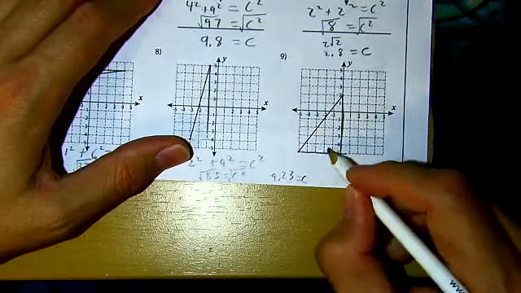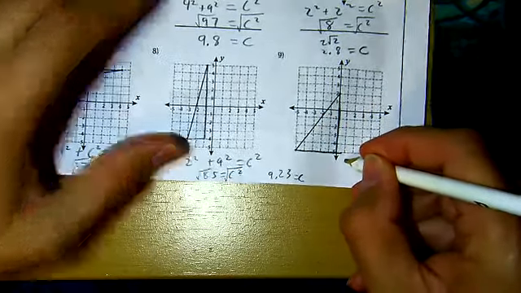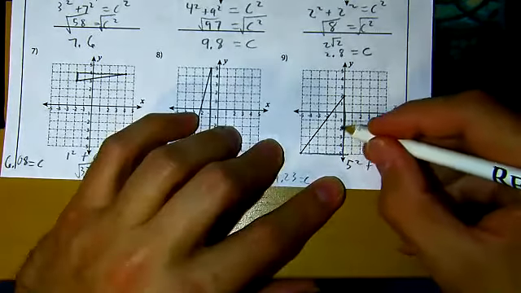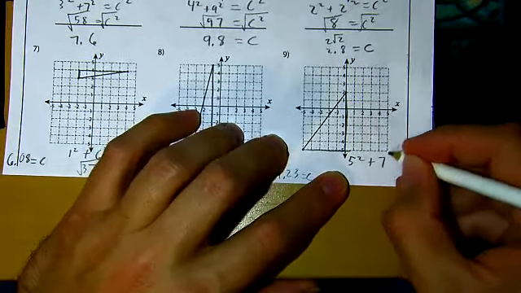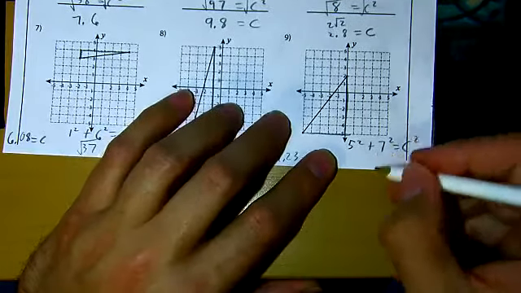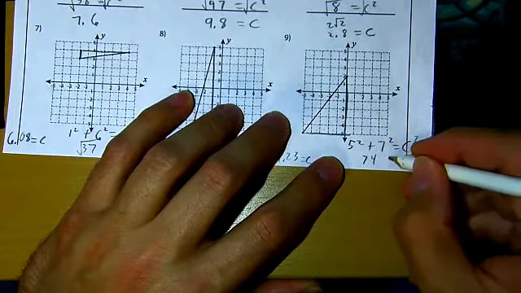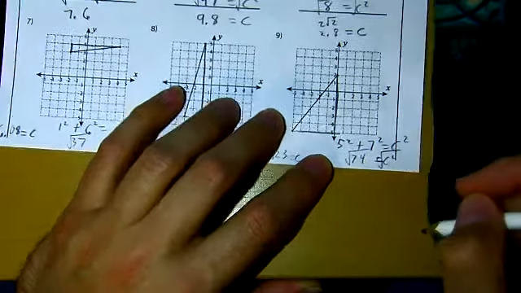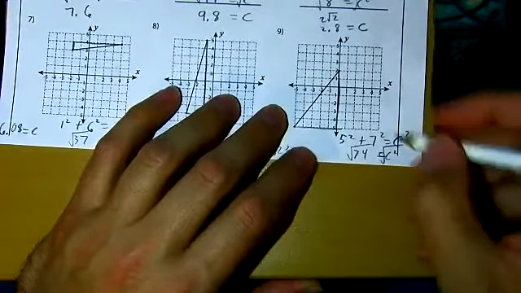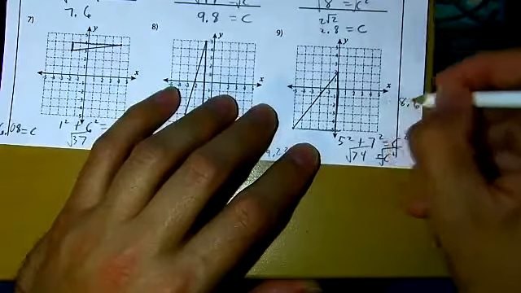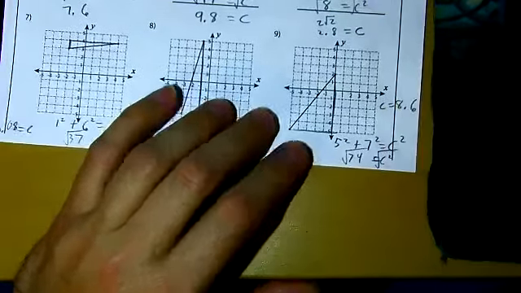One, 2, 3, 4, 5. 1, 2, 3, 4, 5, 6, 7. 74. Take the square root of both sides, and you get 8.6 as your answer.